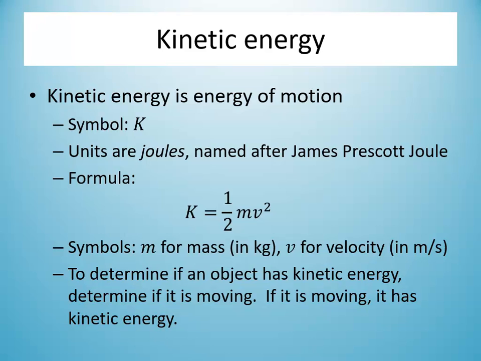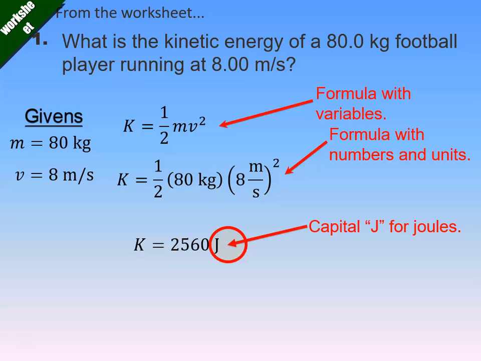So the kinetic energy of an object, the translational kinetic energy, I should say, which is the only type we're going to deal with, is 1/2 times the mass of the object times the square of the object's velocity. So keep in mind, this means that the velocity is squared, not the mass. So does an object have kinetic energy? Well, ask yourself, is the object moving? If it is, it has kinetic energy.